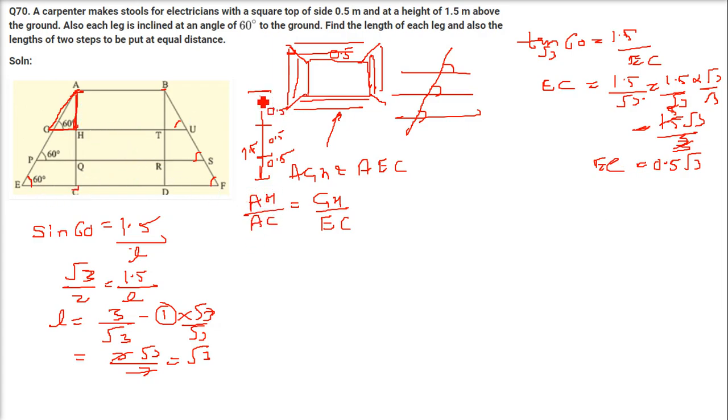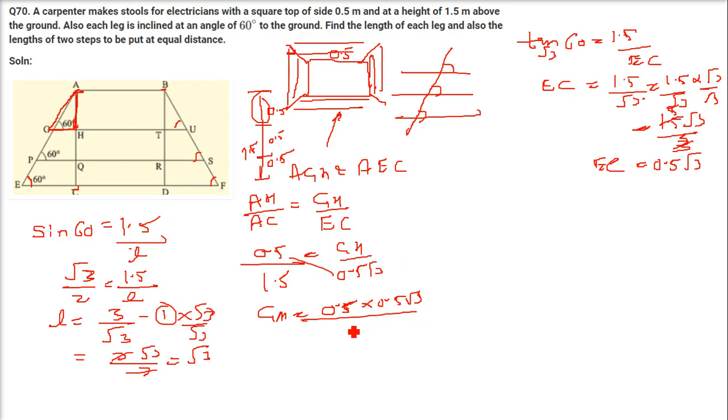Okay. Now AH, this is what? As I said, this is 0.5. So 0.5 by AC is 1.5 whole. GH we don't know, but EC we know, this is 0.5 root 3. So GH will be equal to 0.5 into 0.5 root 3 by 1.5, cross multiplying. So this is GH. But if you see, this GH and this GH, they are the same.